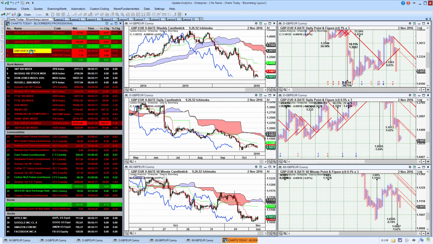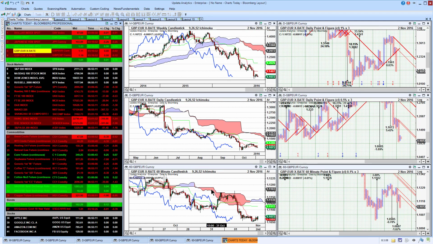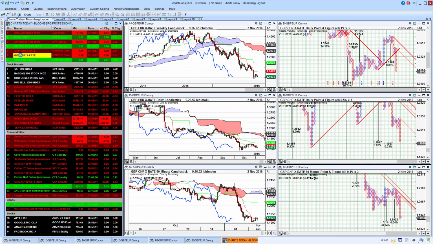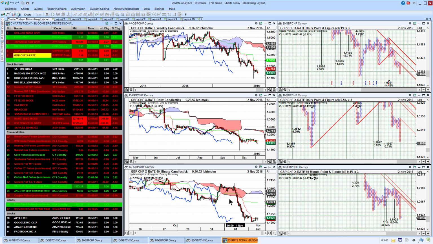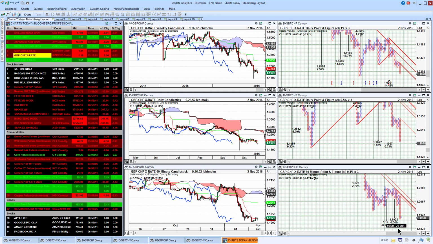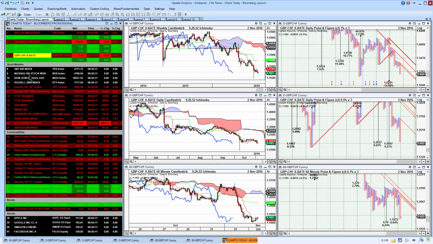If we look at the euro, we're seeing here sterling weakness continues against the euro, against the Swiss franc. We're also seeing that sterling weakness continues here as well. These downside targets of 119 are reached.